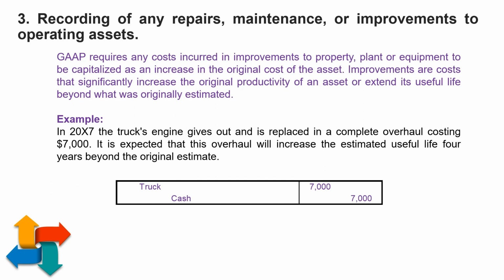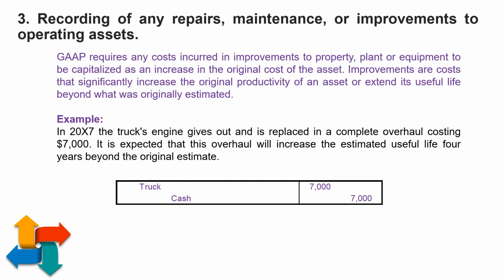Now let's look at the example here. Let's assume for our truck that in the year 20X7, this is 3 years after we originally purchased the truck, the engine blows up, gives out, and we're forced to replace it, and we do a complete overhaul of the engine. It costs $7,000 to do it. But as a result of this overhaul, we increase the estimated useful life an additional 4 years beyond the original 6 that we'd expected. Now, we didn't want to do this, and it's unfortunate, but by making this $7,000 expenditure to completely replace the existing engine and do a complete overhaul, we really have expanded the life of this truck beyond what we had originally anticipated.